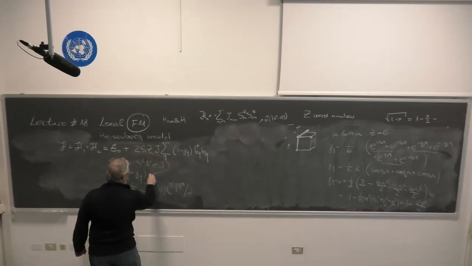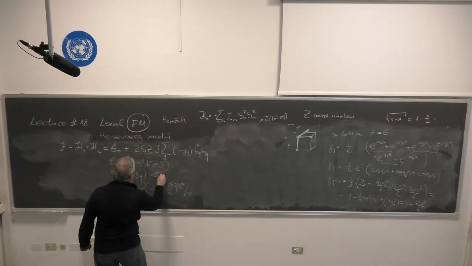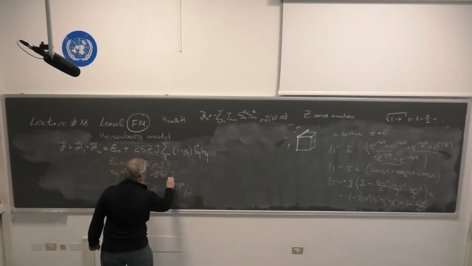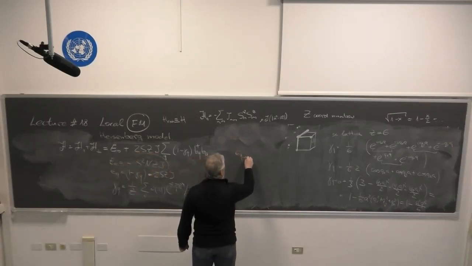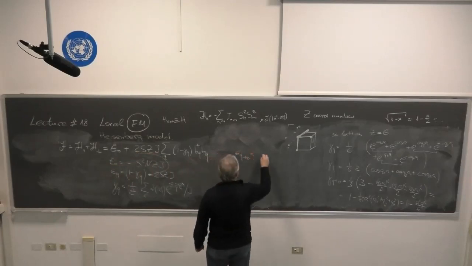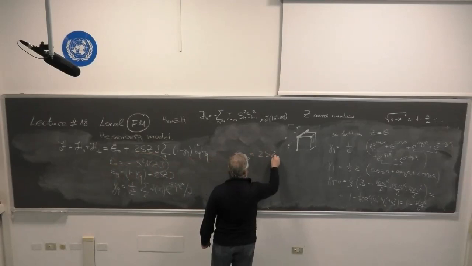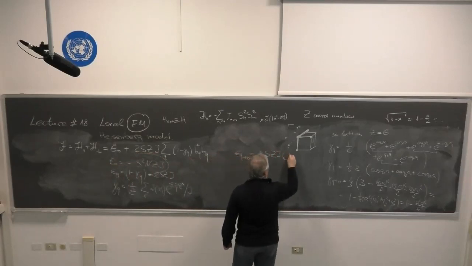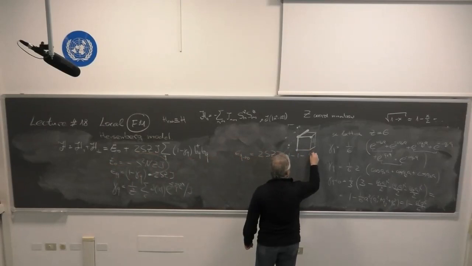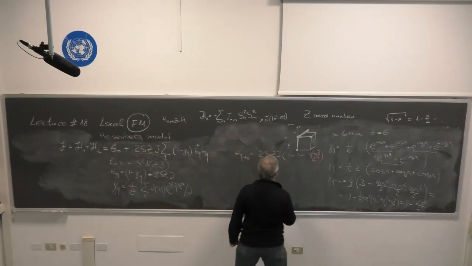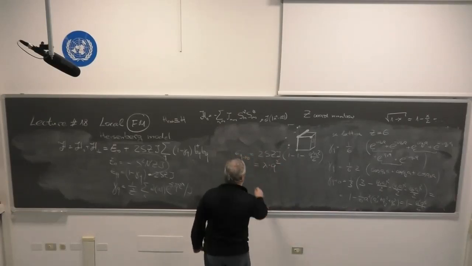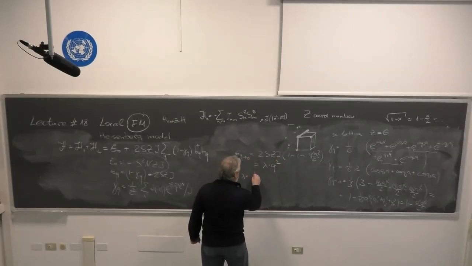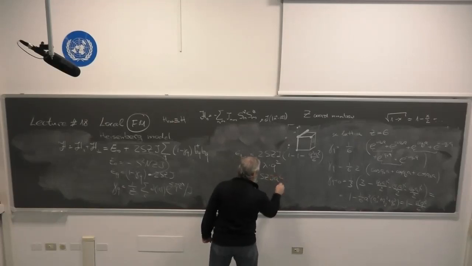I will put this multiplier because I would like to have dispersion having some dimension. So the dispersion epsilon q, as q goes to 0, is equal to 2 times SJ times (1 minus (1 minus q squared a squared over 6)). So it is equal to lambda times q squared, where lambda is equal to 1/3 SJ a squared.